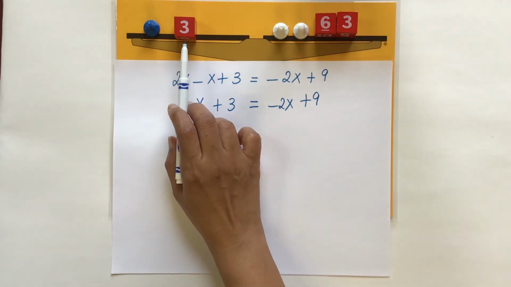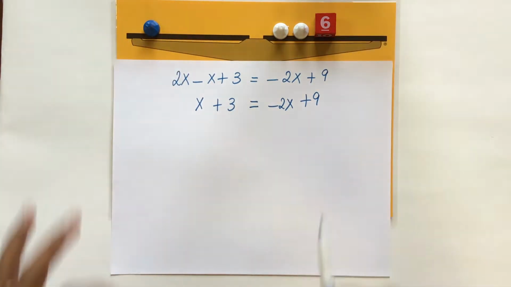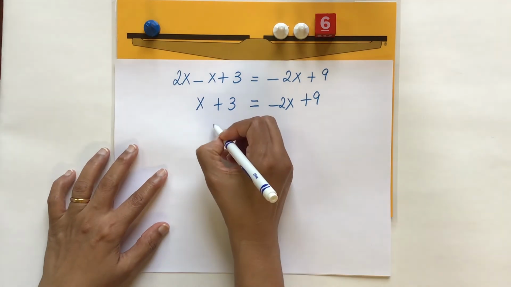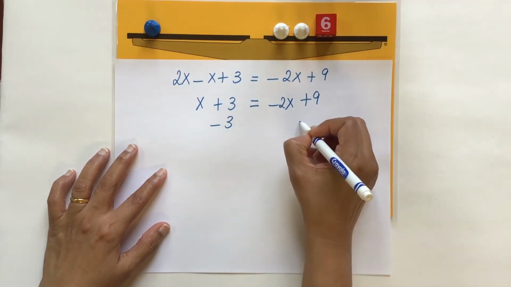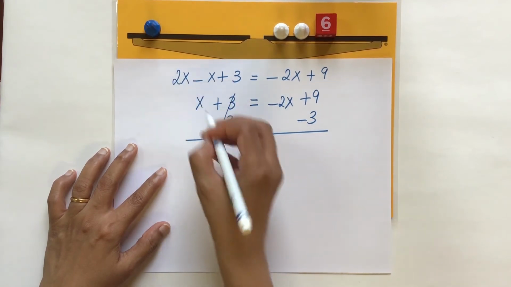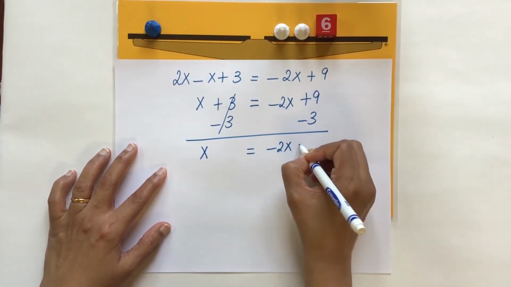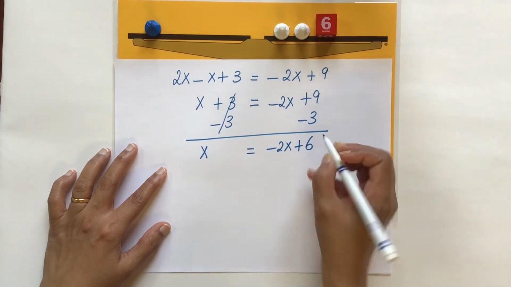Now I can safely remove the 3 on both sides of the equation. Removing a 3 is nothing but subtracting a 3 on both sides. The left side I have an x, the right side I have negative 2x plus 6.